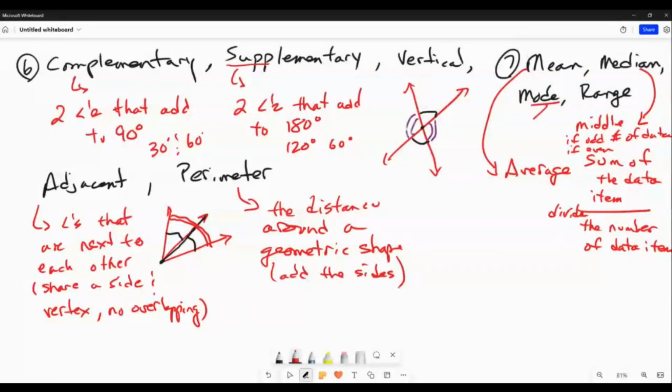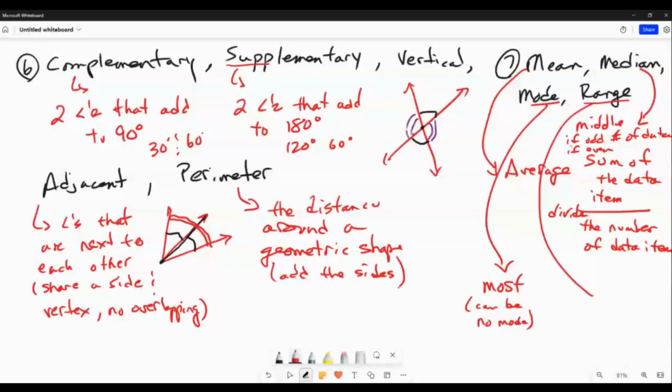Then mode means most. Which data point is in the set the most? Sometimes there is no mode. Sometimes the mode is several different numbers, but it's whatever appears the most.